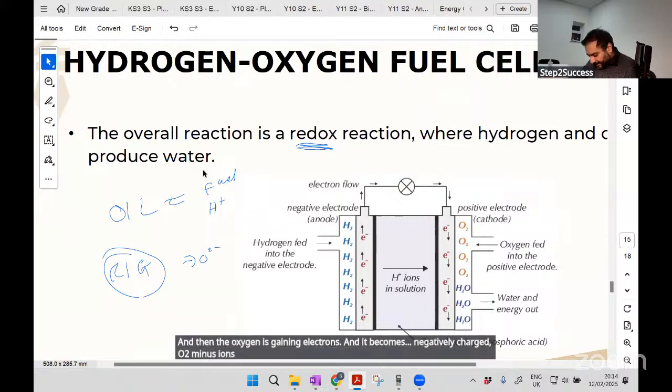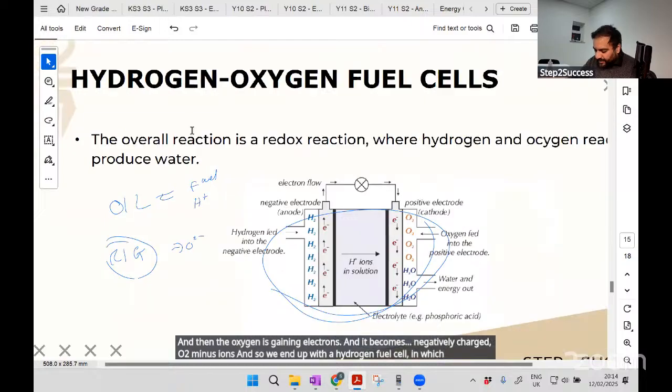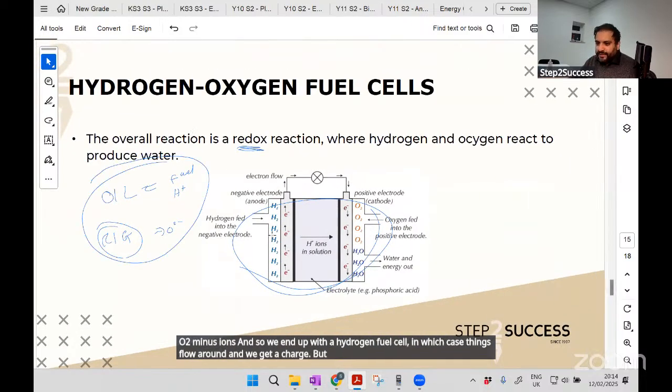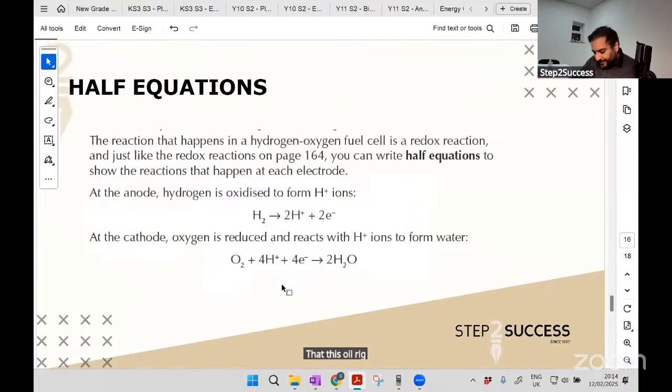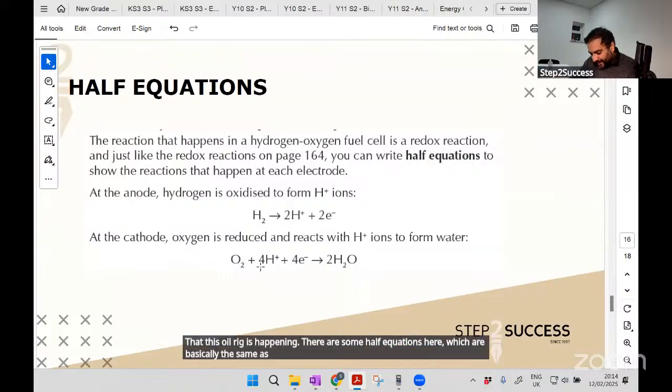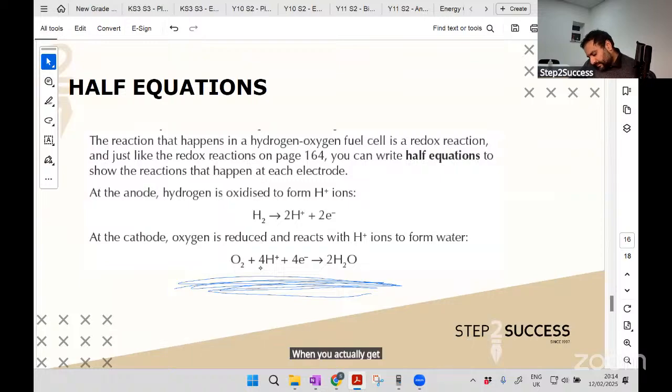And so we end up with a hydrogen fuel cell, in which case things flow around and we get a charge. But really, the key is, with most questions, it's about understanding that this OIL RIG is happening. There are some half equations here, which you have to learn when you actually get to it. But yeah, that's essentially it.